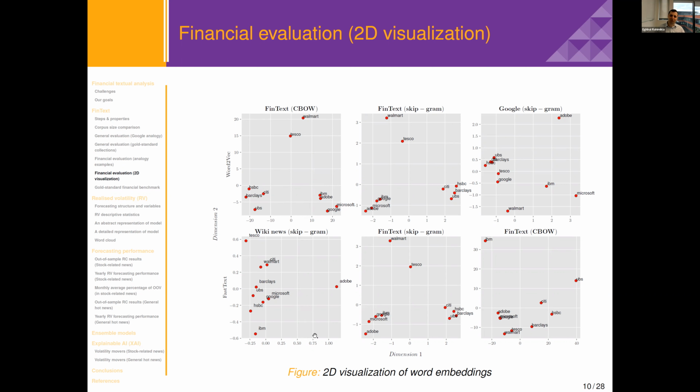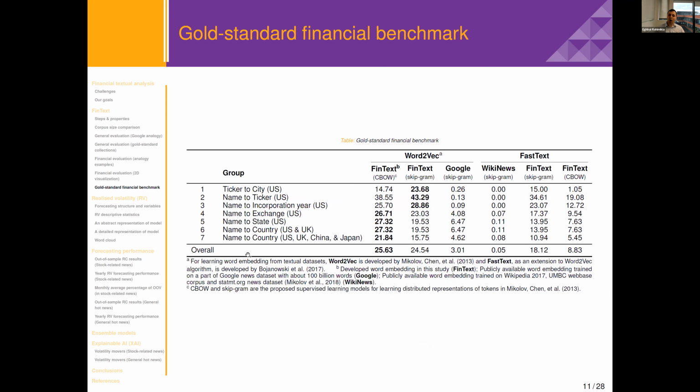But Wikinews and Google model, they are mixing them. So it means they don't have that much understanding about the industry. These companies, they are working based on the names. But it's not enough. For the first time, we developed a gold standard financial benchmark at language level.